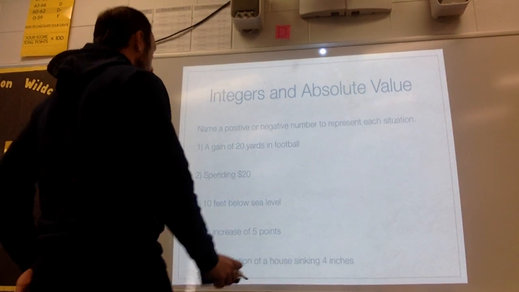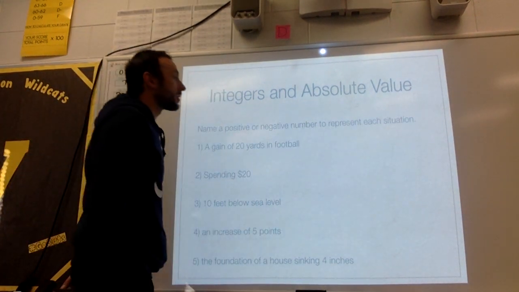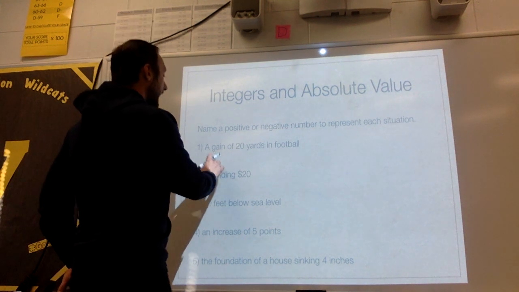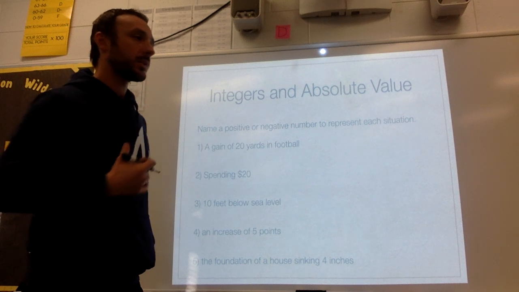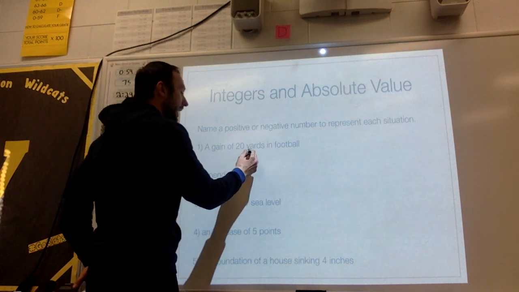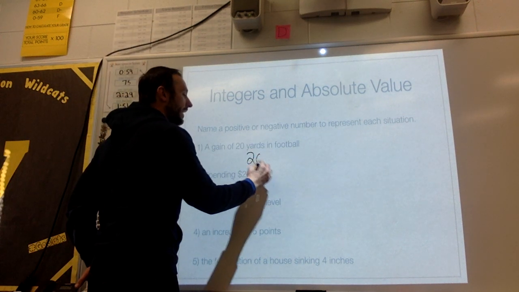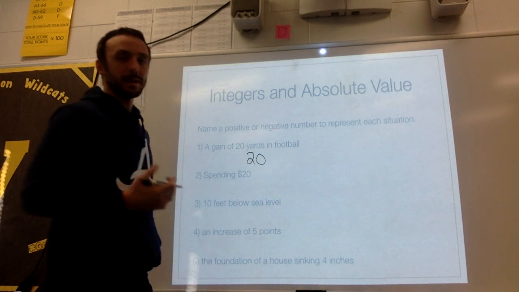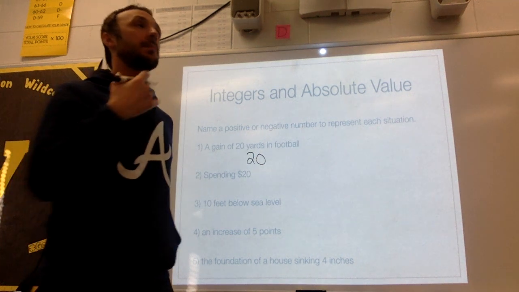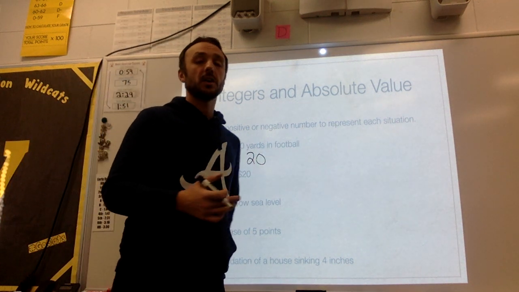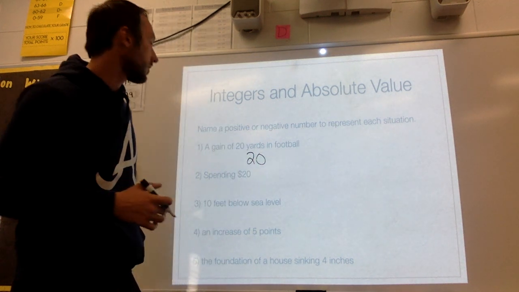So now we have some situations, and I want us to use integers to represent them. A gain of 20 yards in football means you're moving forward, going in the positive direction, so that's a positive 20. I don't need to put a positive sign there because we assume any number that we see is automatically positive. When you go shopping, you don't see a price and say, hey, that TV is -$200. You assume it's just a positive, normal $200.